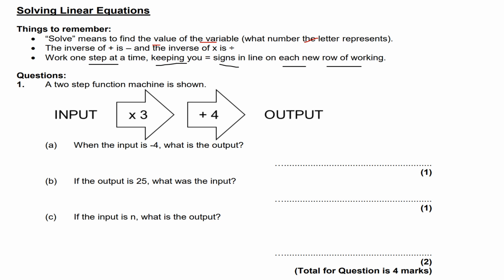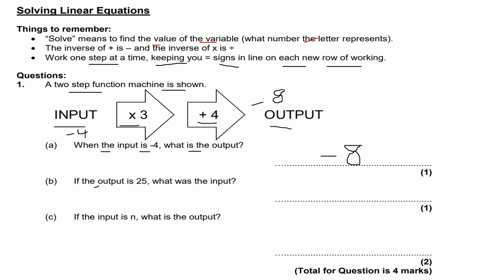Question number 1. A two-step function machine is shown. We've got input, times 3, then add 4, and then there's our output. We always follow it in order, so we times by 3 first and then we add 4. Part A: when the input is minus 4, what is the output? Minus 4 times 3 is minus 12. Minus 12 plus 4 makes minus 8. When the input is minus 4, the output is minus 8, according to this function machine.